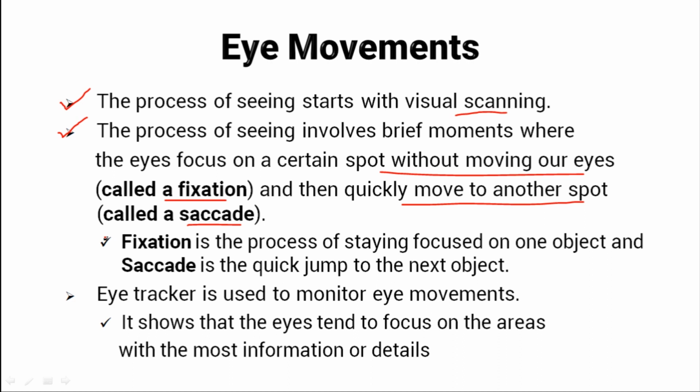In visual perception, when we look at a scene with multiple objects, our eyes first focus on one object, which is called a fixation. Then our eyes quickly move to the next object without focusing on the space in between. This quick jump is called a saccade. So fixation is the process of staying focused on one object, and saccade is the quick jump to the next object. It's like looking at a picture book and focusing on one image before quickly moving on to the next one.